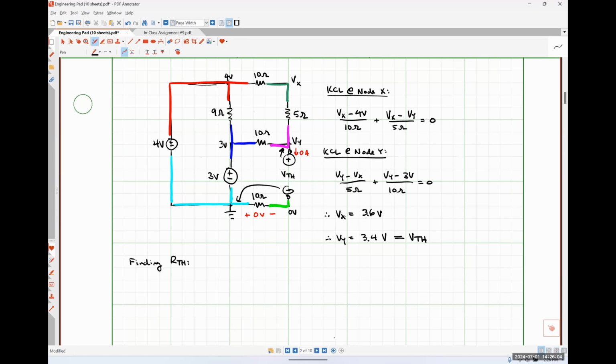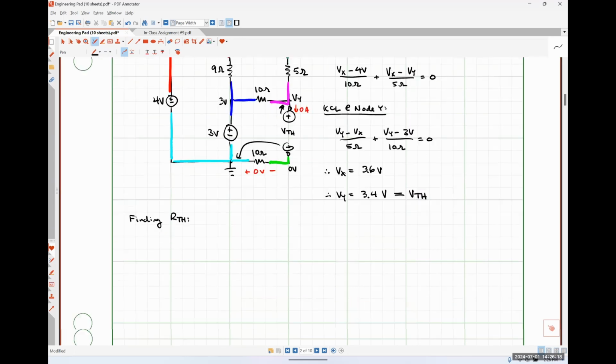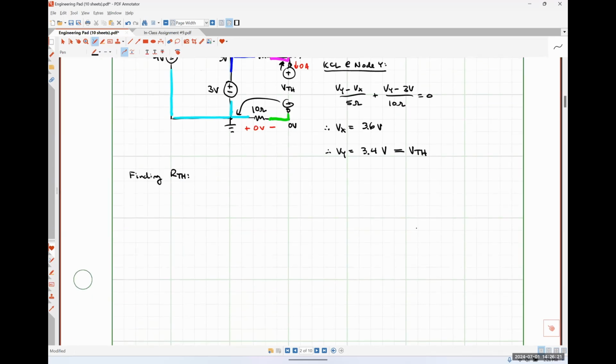All right, so when we're finding our Thevenin equivalent resistance, we need to, once again, take out our element of interest, so the 1 ohm resistor, but we need to be looking at a dead network. So for our dead network representation, our 4-volt source needs to be turned off. So I'm replacing it with a short circuit.